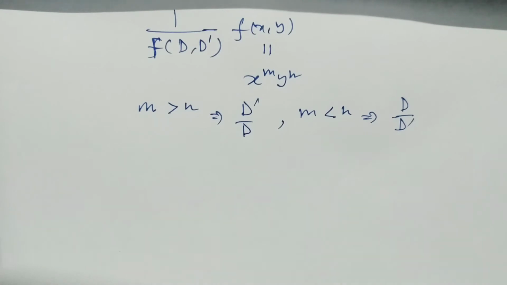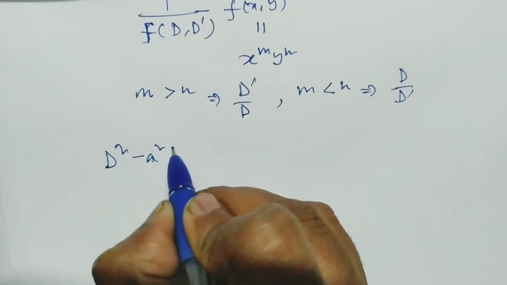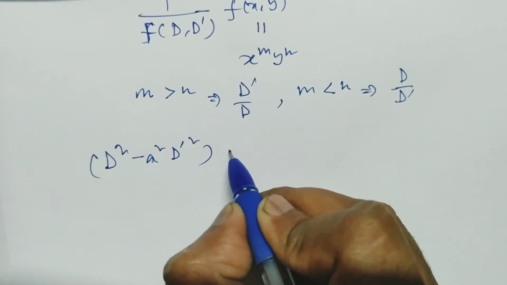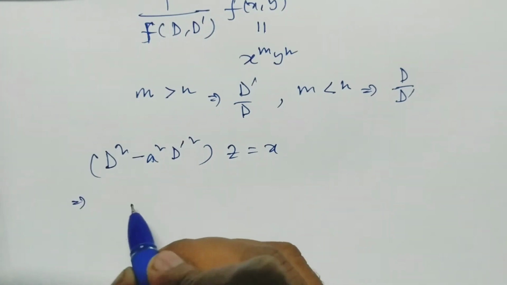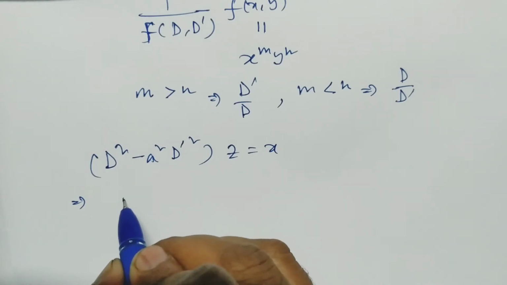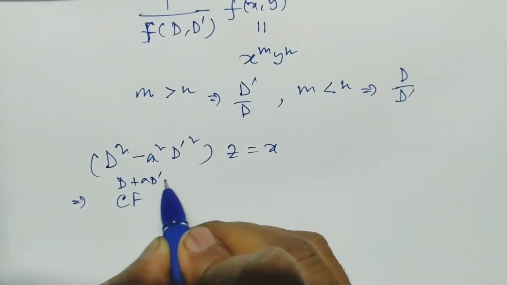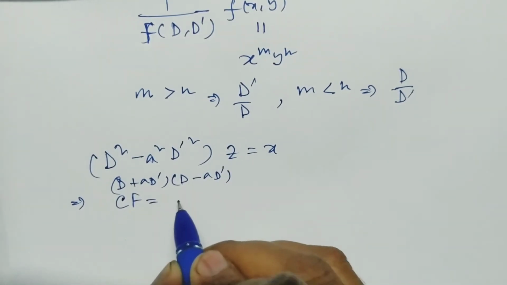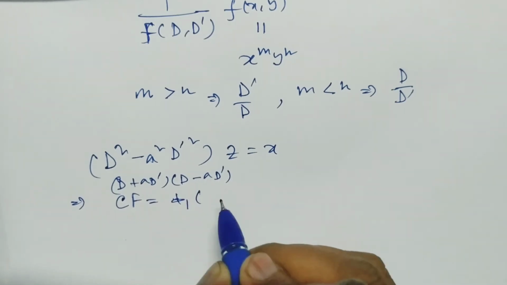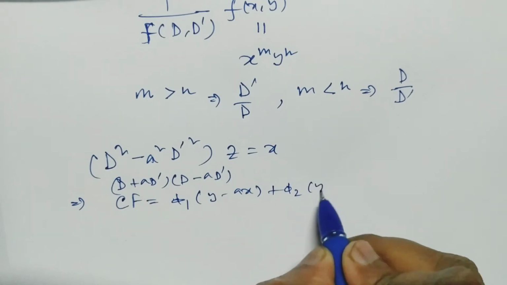So the first problem is D square minus a square D dashed square operating on z is equal to x. The CF part is simple, you can write it as D minus a D dashed and D plus a D dashed. So CF is phi 1 of y minus ax plus phi 2 of y plus ax.